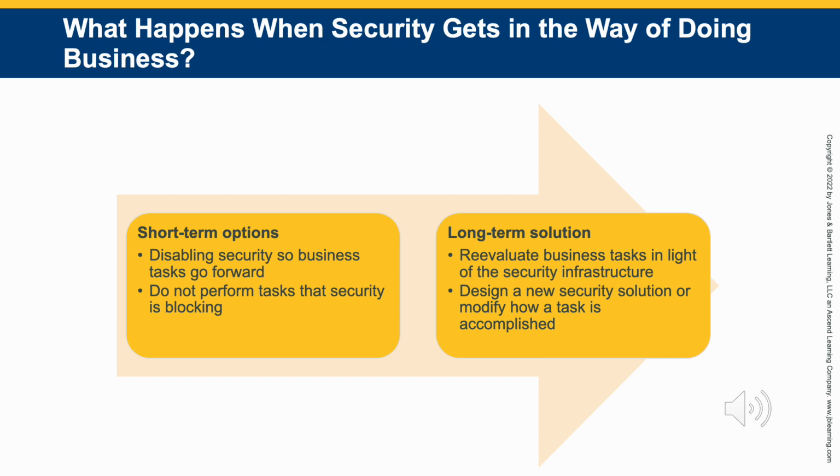What happens when security gets in the way of doing business? This is a common problem. You're trying to do the right thing. You're trying to secure the network, and you put too many controls and too many blocks in the way. Users will complain. Users will abandon services where they can. So in the short term, most businesses will disable the security feature so that business can go forward, or they do not perform tasks that security is blocking. The long-term solution is to reevaluate the business task in light of the security infrastructure, design a new security solution, modify how tasks are accomplished, and get user adoption.